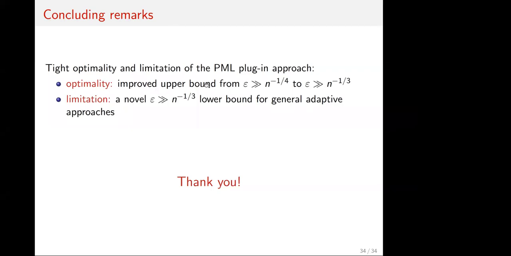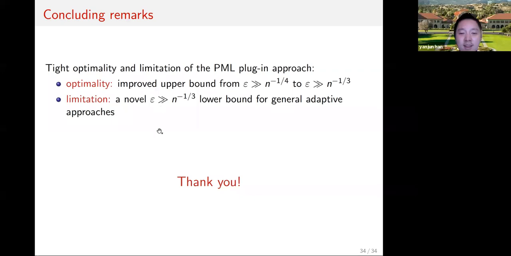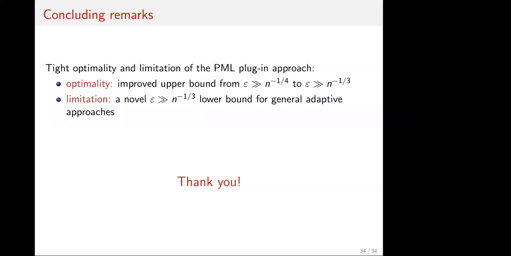Yanjun, I just wanted to comment on Saki's question. Sure. Saki, as Yanjun mentioned, in the first part of the talk the result holds for the e to the n to the one third approximate PML as well. But right now we don't have an algorithm to compute a distribution which has this approximation guarantee. That question is still open.